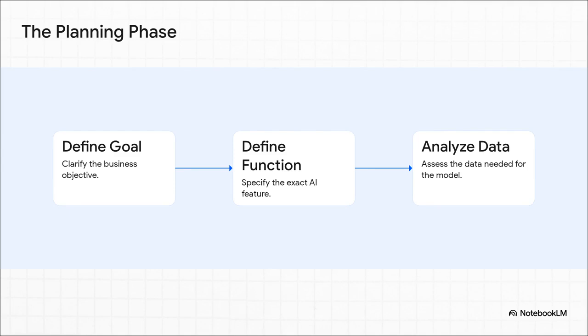First, what's the business goal here? Are you trying to, say, slash your support ticket times or maybe dramatically boost user engagement? Second, what specific AI function gets you there? Is it a chatbot, a recommendation engine? And third, what data does this thing need to actually work? Answering these 3 questions up front is going to save you so many headaches down the line.